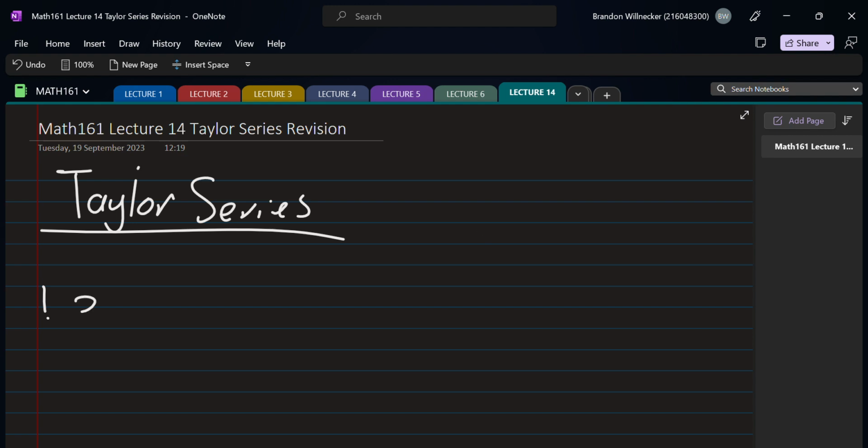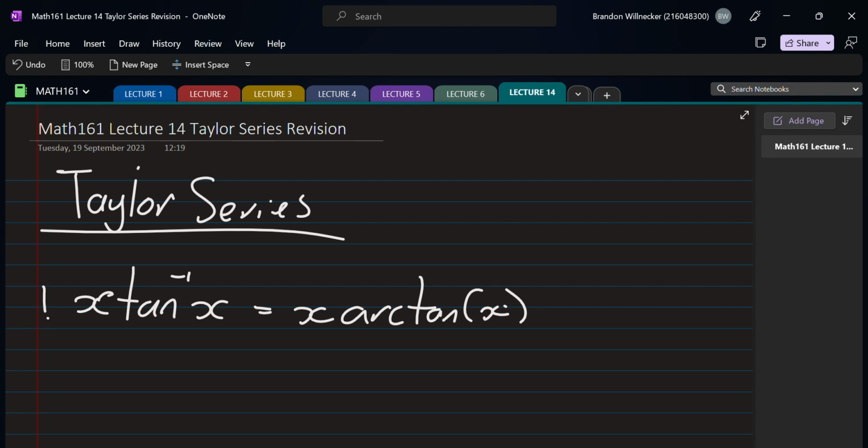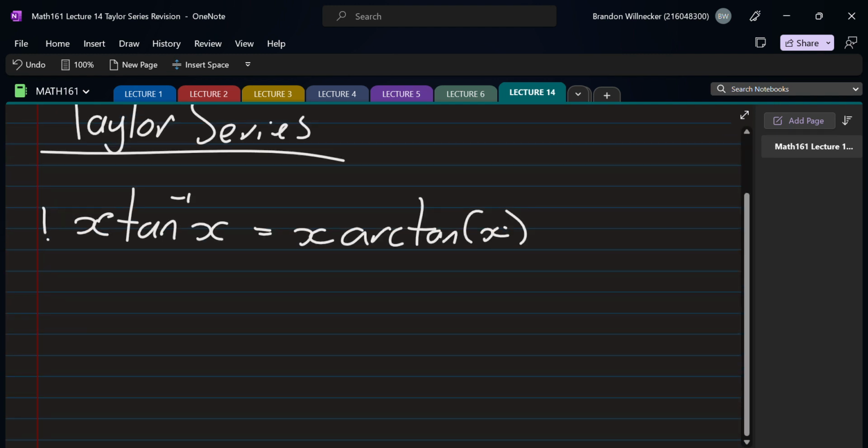Okay, so for the first one, we have x tan inverse of x, or if you want to write it as x arctan x. Okay, so sometimes this minus 1 confuses some students. They think this is 1 over tan. So if you want to write it as arctan to avoid the confusion, that's fine as well.